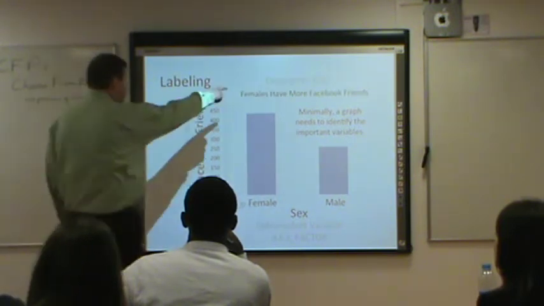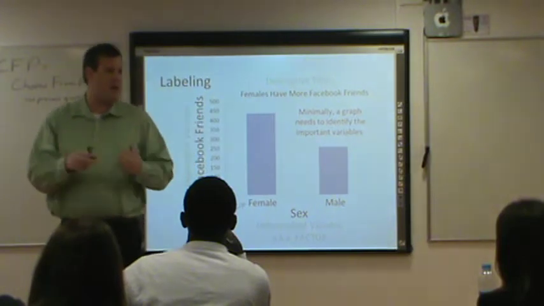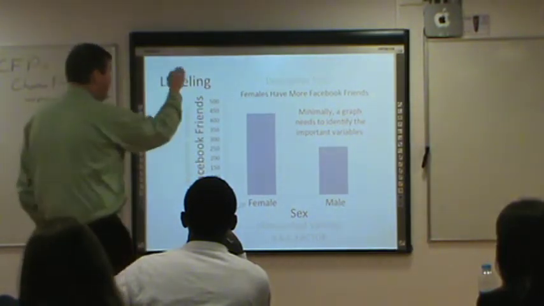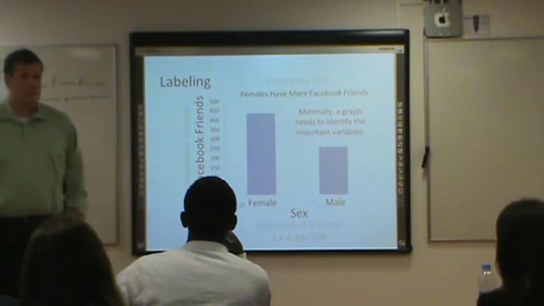Okay, and finally, if we put up a descriptive title, we can sort of summarize the main things that's going on in the graph. Females have more Facebook friends. Great. Cool? Is there anything I'm missing?